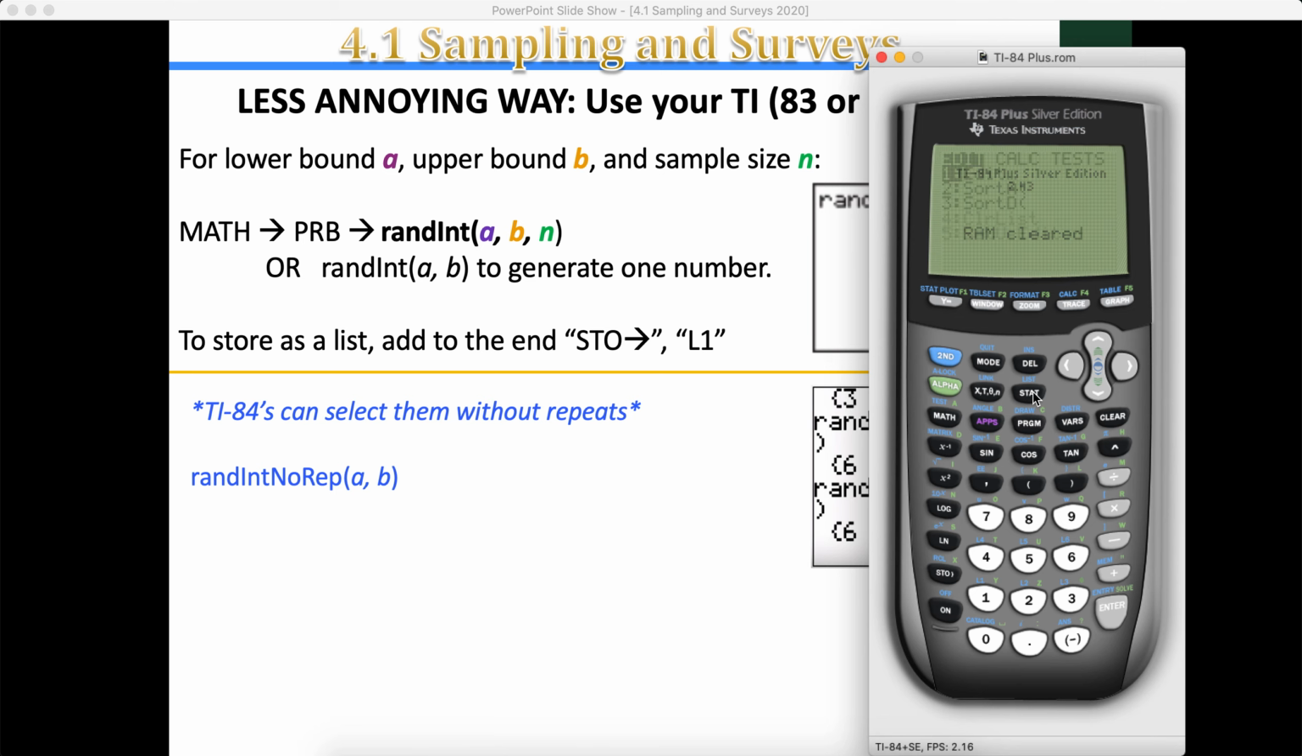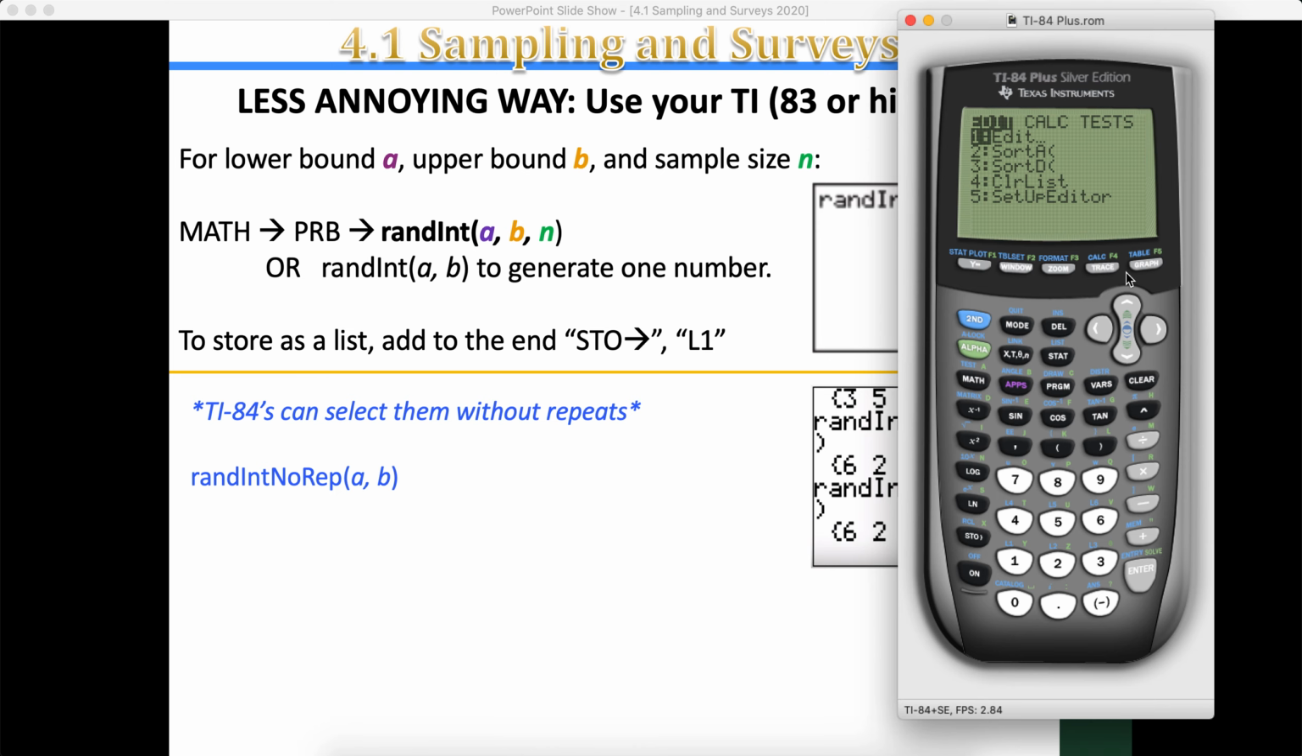So if, for example, in my last problem with the 24 students, I want to randomly select 4 of them, let's say. Suppose I went through the process of assigning them numbers, or they called out 1 to 24 each. Suppose I started at 1 instead of 0. If I go to math and then PRB and then randint, which stands for random integer, I'm going to have to input 3 things. I want this range to go from 1, the first student, to the 24th student, and I want to select 4 students. And go. I got student 23, 22, student 4, and student 13.